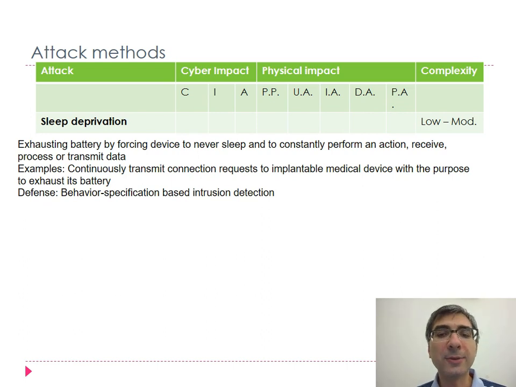We're now in S, so again, alphabetical order. This is S, sleep deprivation. This is about exhausting the battery. It's more about devices that rely on batteries, and they can be forced to never sleep. So there is a trust level. The device trusts that when someone sends a command, it's because they need to know something.